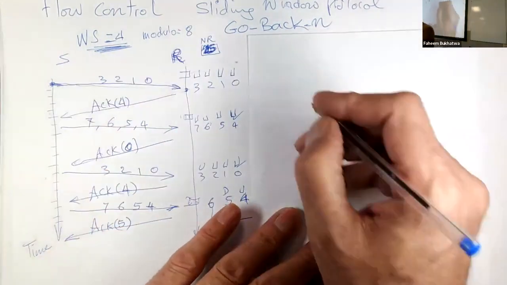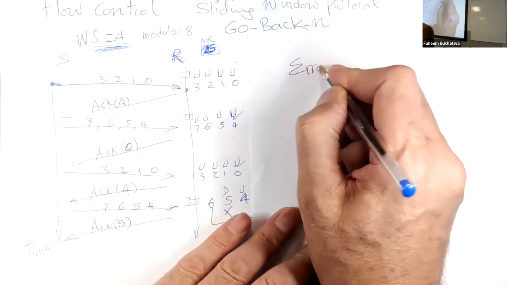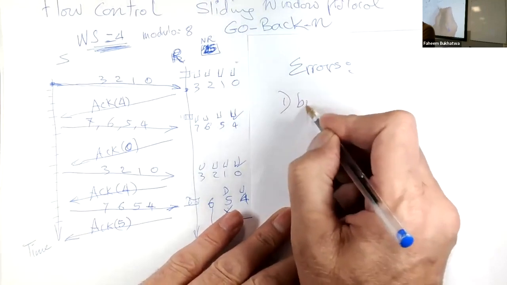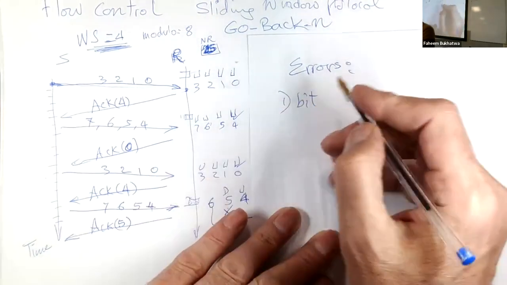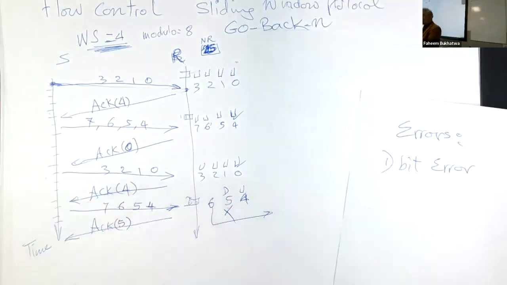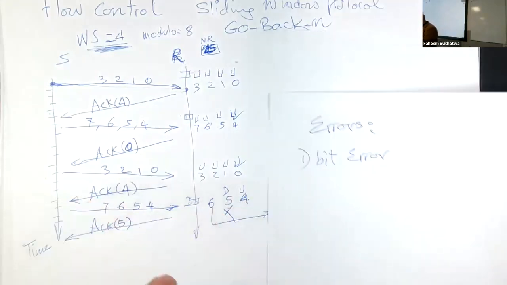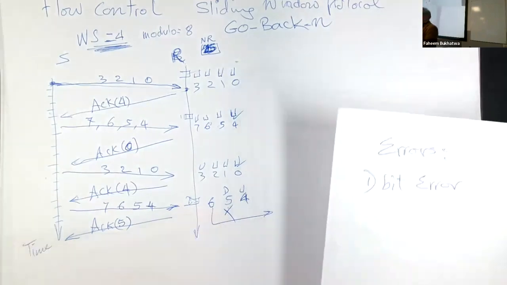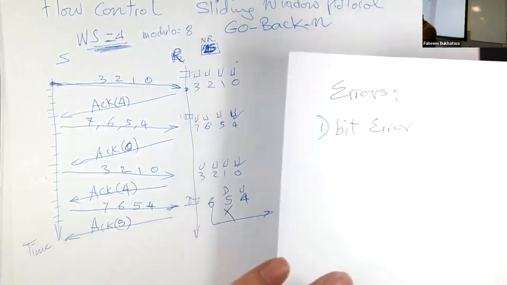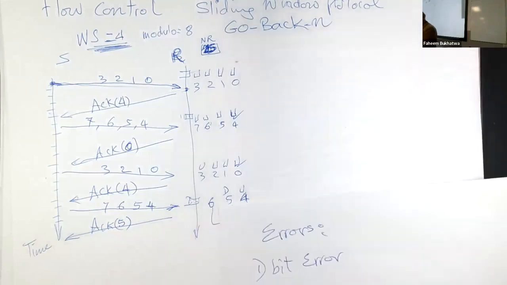So I'll just write here the types of errors that you might face. One of them is a bit error. That's like the one in number 5. We found a frame with 1 bit error discovered by CRC or something like that. But now we got number 6. There's no error with it. All the bits are perfect, but we check the sequence number and we find it's number 6.